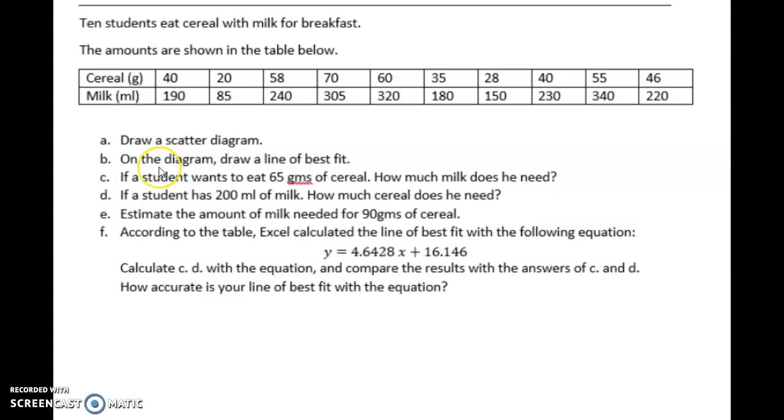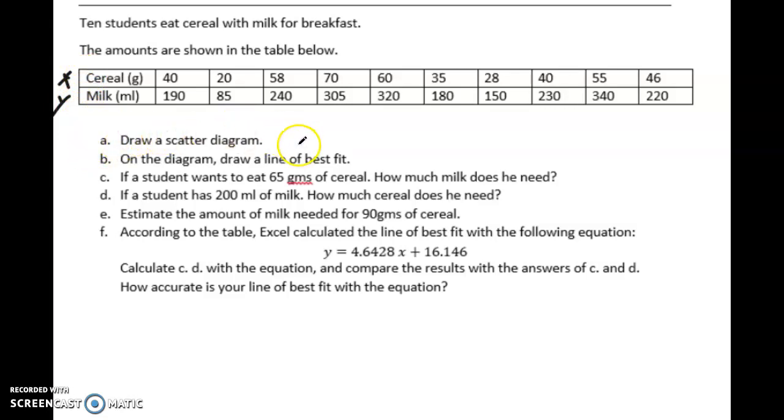In this case, we have a relation between cereals and milk for breakfast. In this type of exercise, as we always say, cereal will be determined by x and milk will be my y. So when I have to draw the diagram, I will have that in mind. So the first step is to draw a scatter diagram.